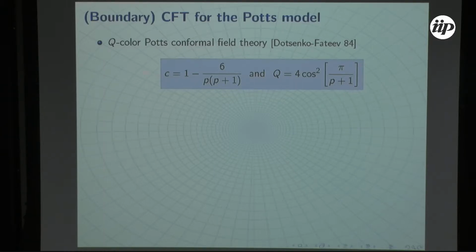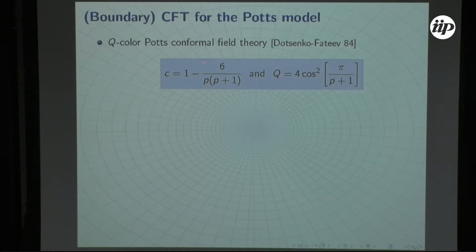So essentially, the central charge of the conformal field theory is related to the parameter Q. I hope that you know what the central charge is, but if you don't, you can think of the central charge as a certain parameter which identifies the model, essentially. It's like a fingerprint of the quantum field theory.